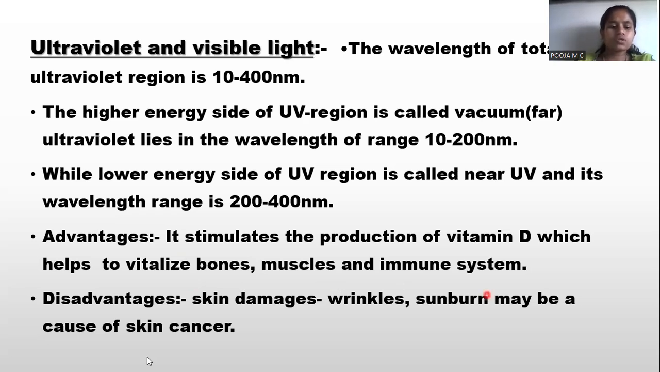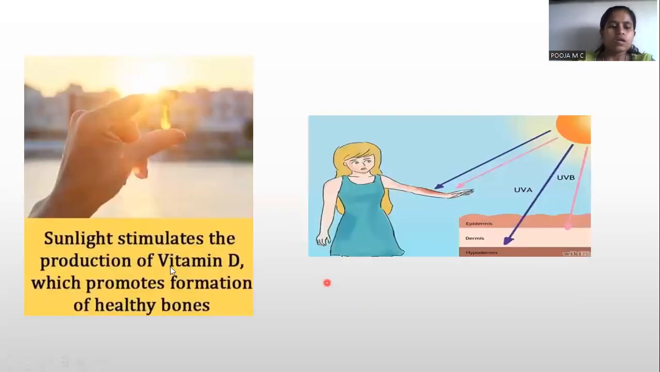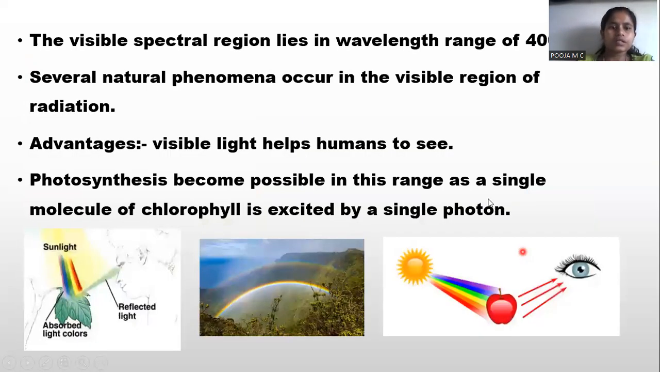The disadvantages of the UV region are skin damage, wrinkles, and sunburns, which may cause skin cancer. Here we can see the sunlight stimulates the production of vitamin D, which promotes formation of healthy bones. More exposure to ultraviolet radiation causes skin damage, and these ultraviolet radiations are absorbed by the ozone.